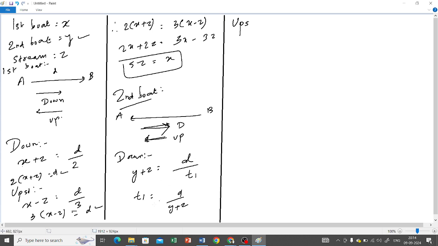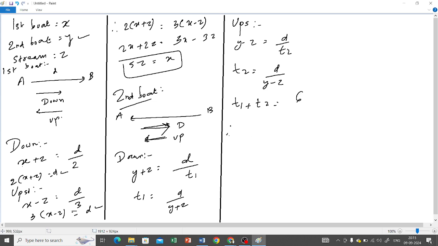Y plus z is equal to d by t1. So t1 is d by y plus z. And upstream, what is going to happen? Upstream, y minus z is equal to d by t2. So t2 is d by y minus z. Okay. Now t1 plus t2 is going to be what?